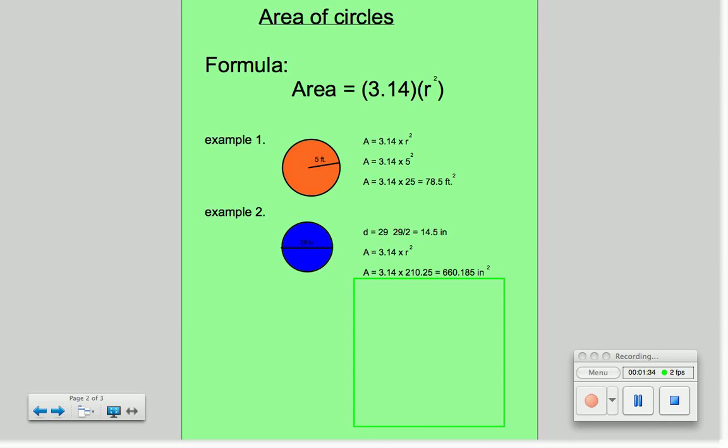Multiply pi times the radius squared. And of course this is area, so we need to make sure that we have units that are square units. In example 2, square inches. In example 1, we had square feet.